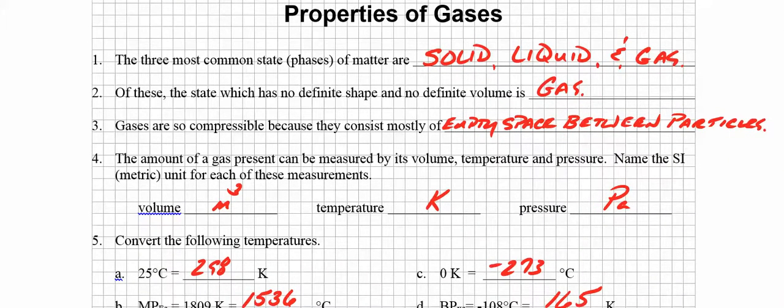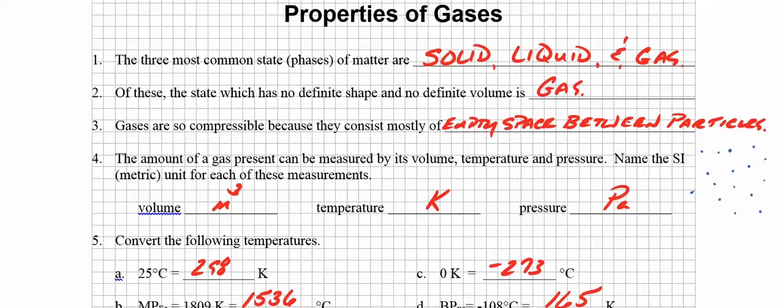Number three, gases are so compressible because they consist mostly of empty space between particles. So if you think of the particles of a gas, for example, as being tiny particles like this, there are going to be many large spaces between those particles, and that's what's going to give gases their characteristic compressibility. So that's number three.